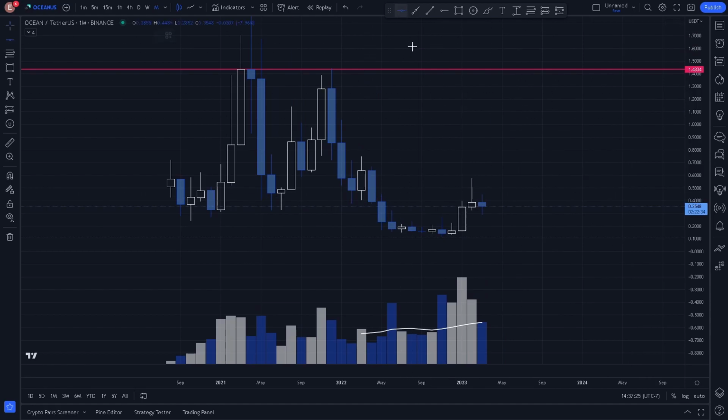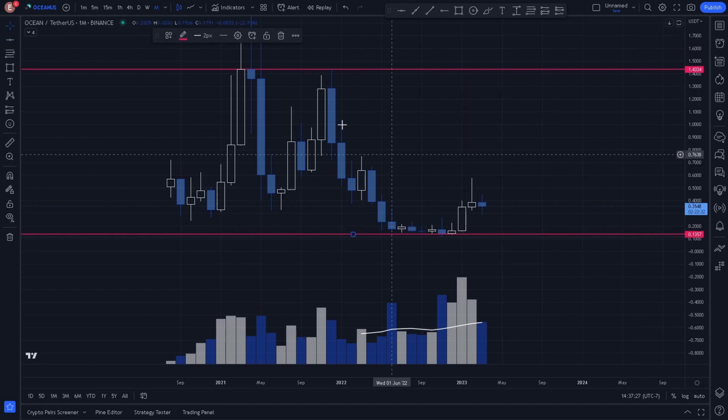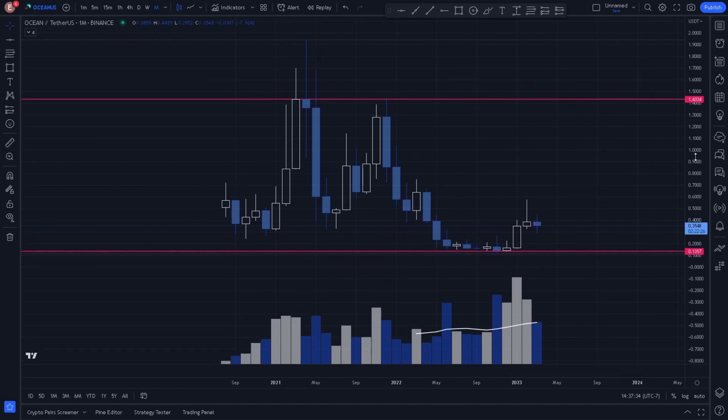Now let's also go ahead and plot our monthly swing low. This is the lowest point, where price came down, hit, and reversed. Now, let's go ahead and hop to the weekly so we can see more price action.